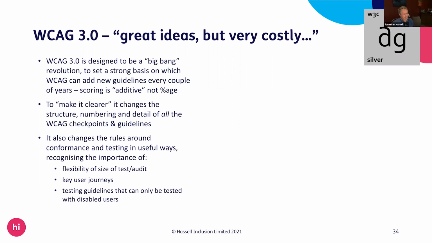The other thing that they've tried to do, which is kind of a really good thing, but awful at the same time, is they've tried to make everything clearer. So they did a lot of user research about how easy it was to understand WCAG. And what they found was that everybody thought it was just a complete dog's dinner and they didn't understand it. So rather than, if you like, do an iterative change, they're changing everything. So they're changing the structure, they're changing the numbering, they're changing the detail, lots of things about it.